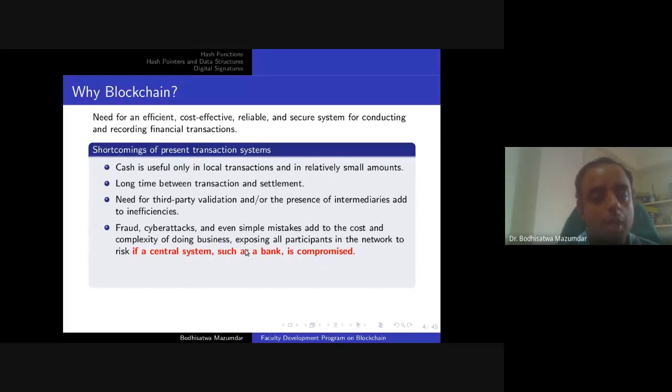This may expose the identities of all the participants. You need to remember that whenever you are performing any transactions over the network, your identity must be kept hidden. Any such threats can expose the participants in the network. Most often you would not like to expose your identity whenever you're performing a transaction over the network, and if a central system such as a bank is there, such security can be compromised.